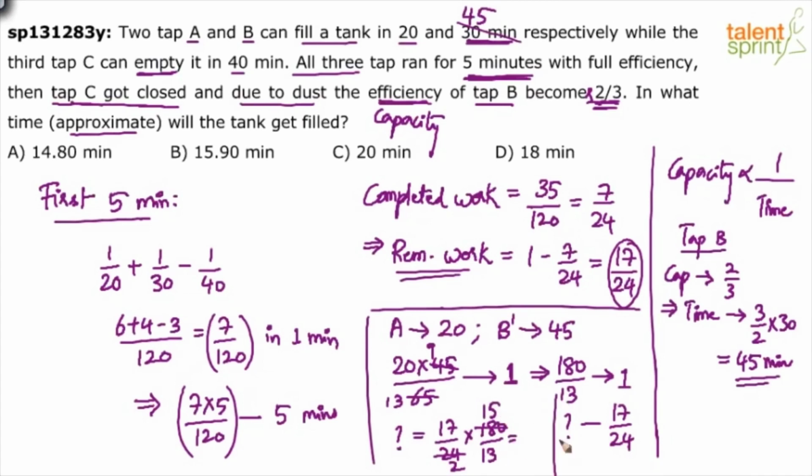So 17 into 15. How much is 17 into 15? 170 plus 85. 255. 255 by 2 into 13 is 26. 255 by 26. Approximately 10 minutes. 260 by 26 is 10, right? This is approximately 10 minutes.